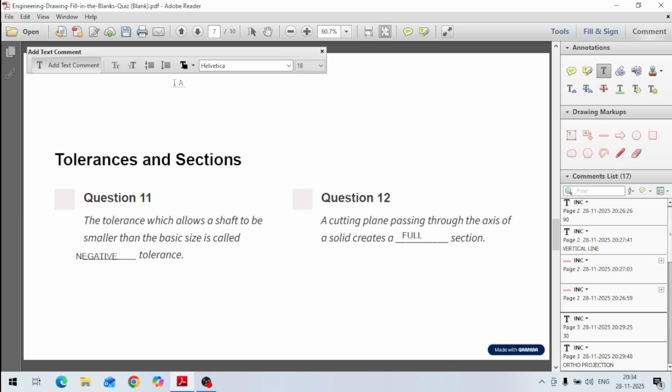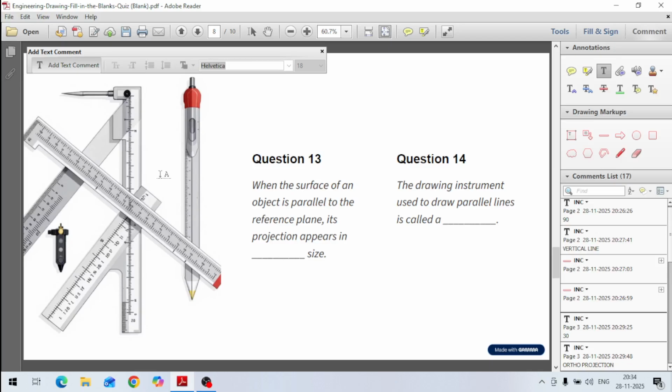Okay. Next is, when the surface of an object is parallel to the reference plane, its projection appears in, how much will be the projection? Projection is always true size. It will be of true size.